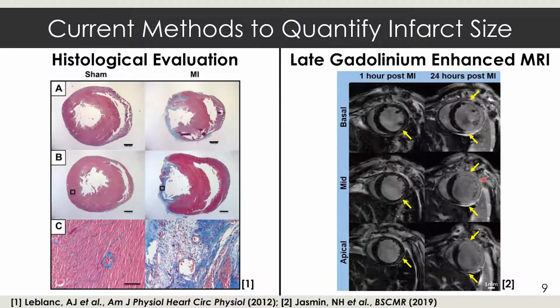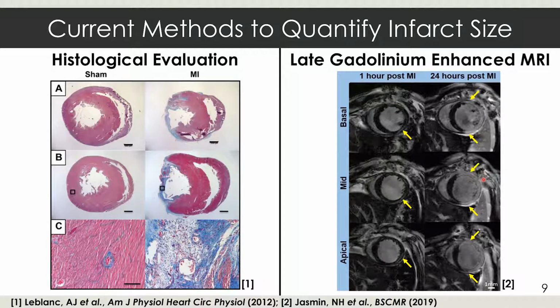In preclinical settings, when people quantify infarct size, they still typically rely on two methods. The first is histological evaluation. But this requires sacrificing the animal and harvesting the heart, and it's more of an end time point. So if you want to study infarct expansion or disease progression, it's really difficult. You have to stagger the study between different mice and sacrifice them at different time points.